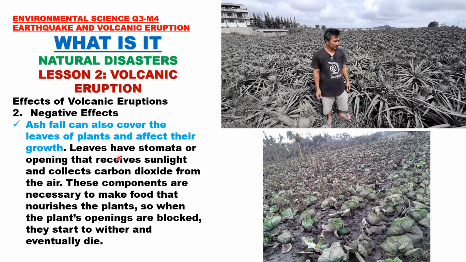Leaves have stomata or openings that receive sunlight and collect carbon dioxide from the air. These components are necessary to make food that nourishes the plants. So, when the plant's openings are blocked, they start to wither and eventually die. Dahil natakpan yung mga stomata ng ating mga plants, yung mga leaves ng mga plants, hindi sila makapag-function properly para makapag-photosynthesis.